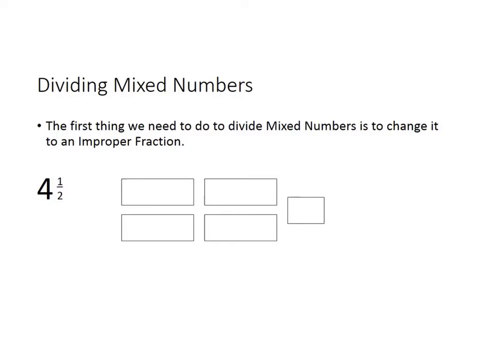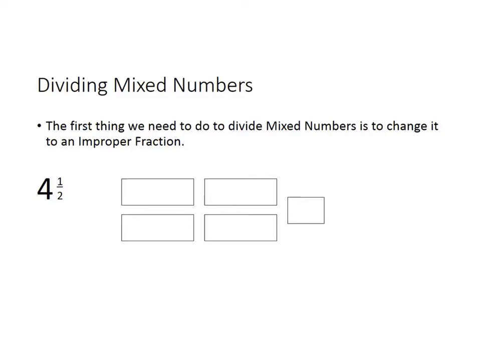When you're dividing mixed numbers, the first thing we need to do is change the mixed number to an improper fraction. This makes it easier to work with when you simply have a numerator and a denominator. So let's look at what 4 1/2 means.